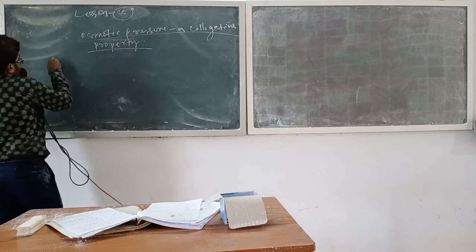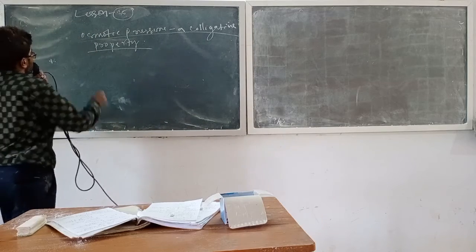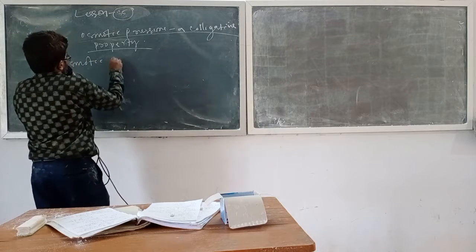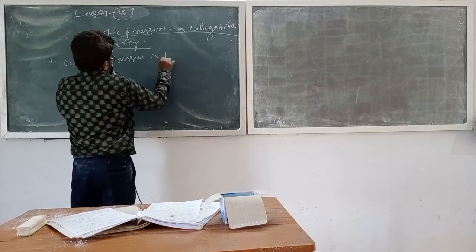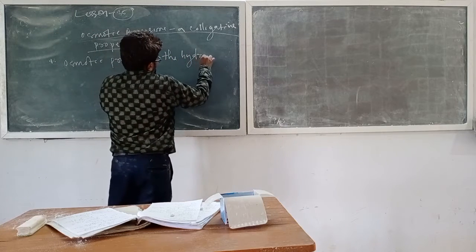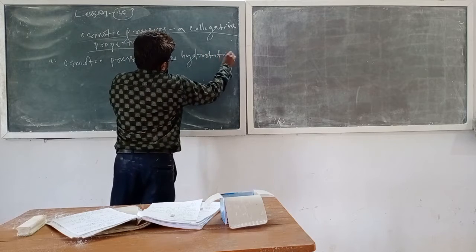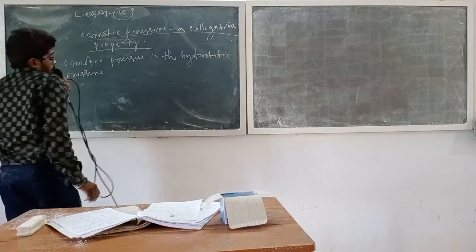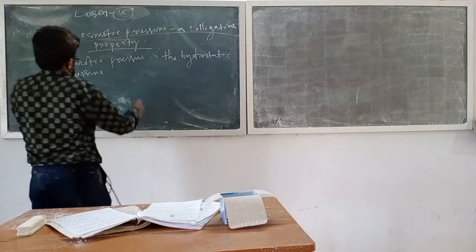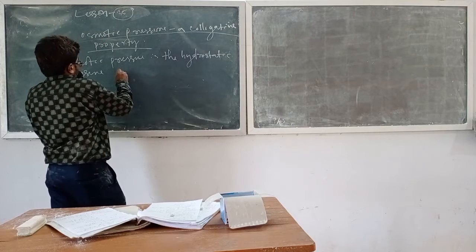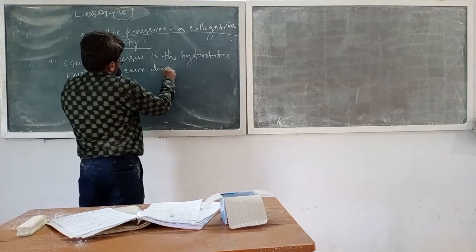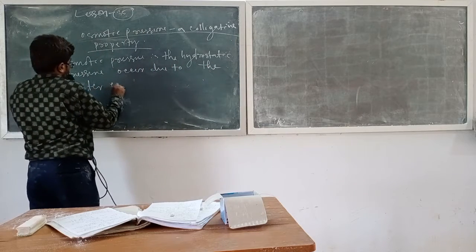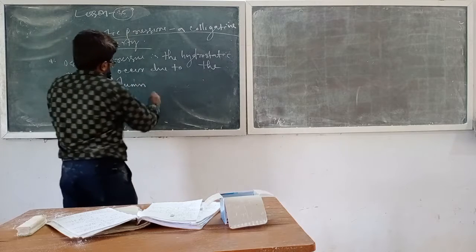So here you can write, osmotic pressure is the hydrostatic pressure. Osmotic pressure is the hydrostatic pressure that occurs due to the water column at the equilibrium.